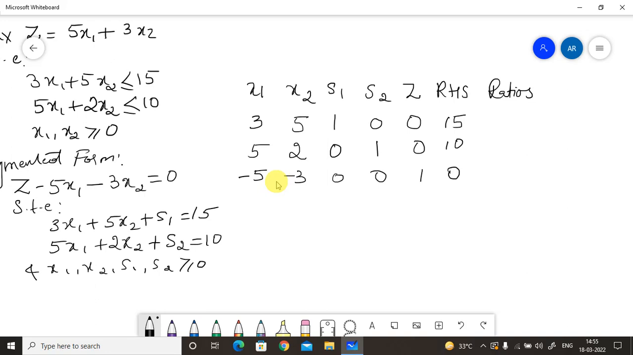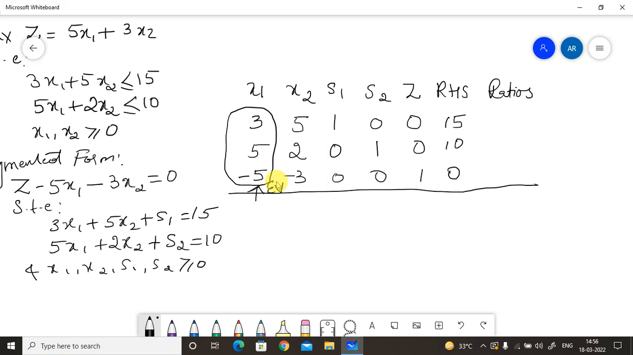Now what we need to do, after we write all the values in the table, is check in the last row for the most negative value, or the highest negative value we have. So among minus 5 and minus 3, the highest negative value we have is minus 5. So we will consider this entire column as the entering variable, or the entering vector. Okay, right? So this will be the entering vector.